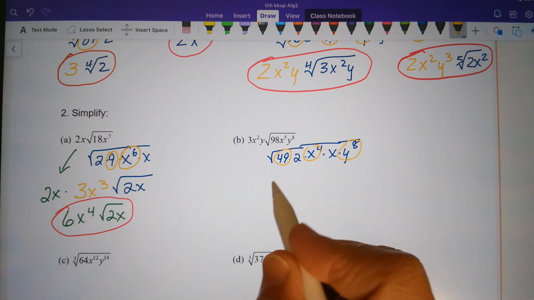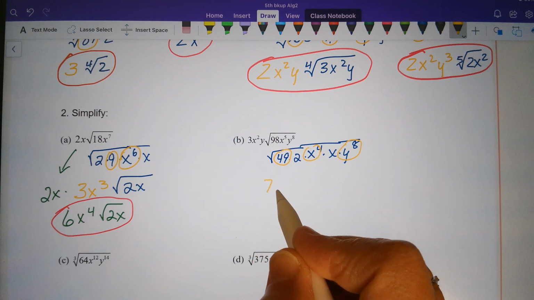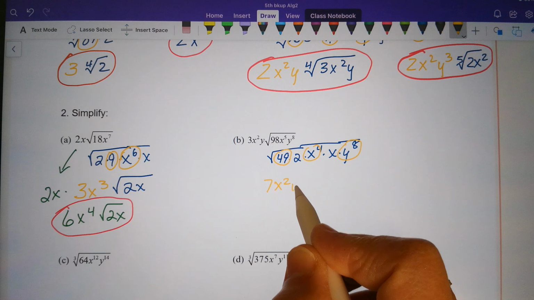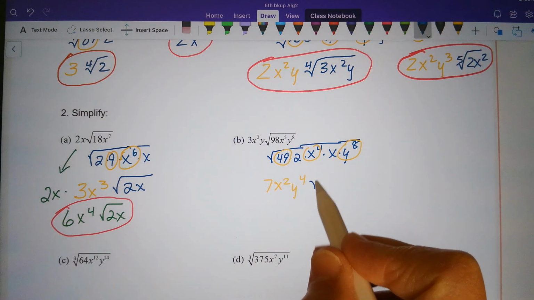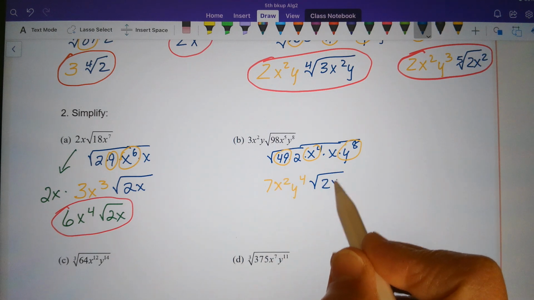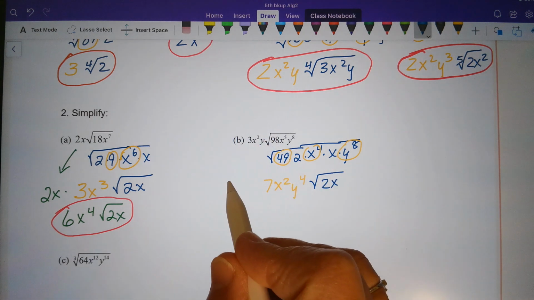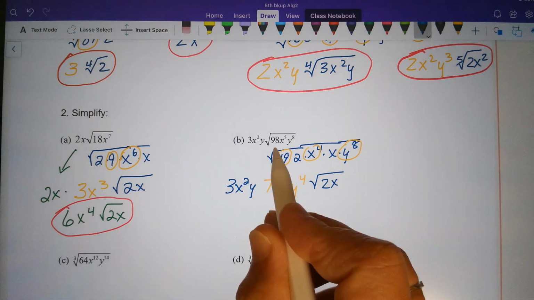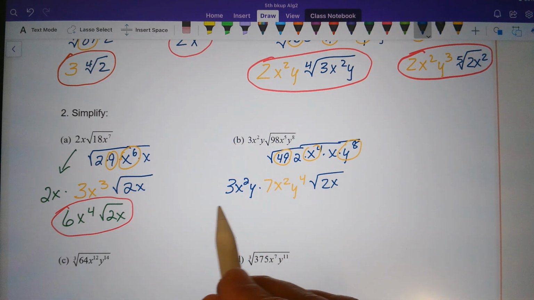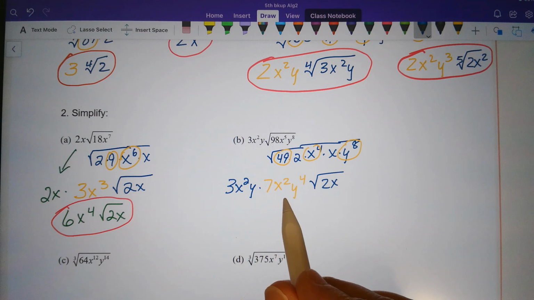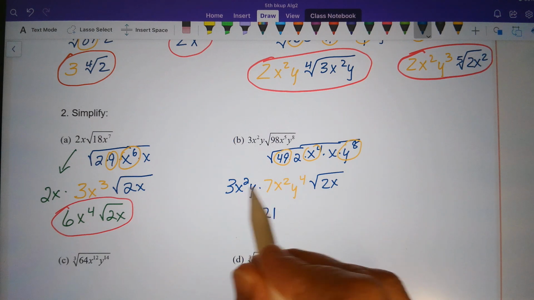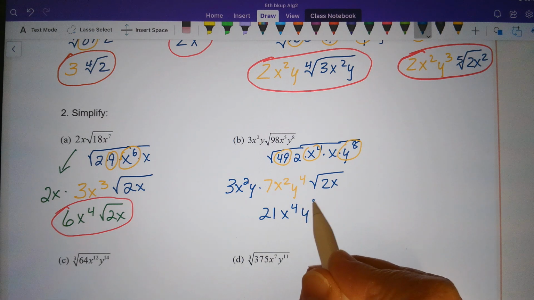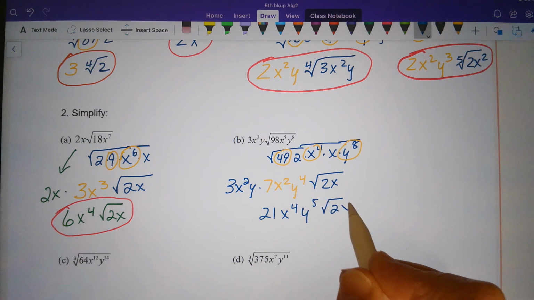Out come their square roots. Square root of 49 is 7. Square root of x to the 4th is x squared. Square root of y to the 8th is y to the 4th. What's not circled remains, square root of 2x. Bring down the 3x squared y, that was out in front of our radical. And now multiply 3x squared y by the 7x squared y to the 4th. 3 times 7 is 21. X squared times x squared is x to the 4th. Y times y to the 4th is y to the 5th. Square root of 2x.